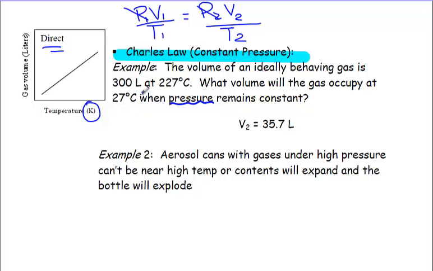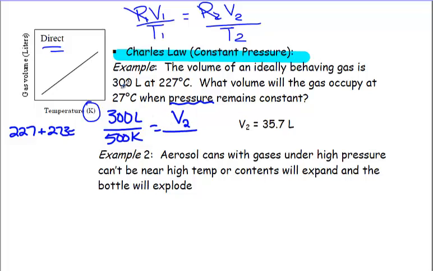Volume 1 is going to be 300 liters, over the first temperature. Now 227 needs to be converted to Kelvin, so we're going to add 273 and get 500 Kelvin. All right, now that's going to equal the new volume, which we're solving for, over the temperature, which is 27 degrees, convert that to Kelvin, and we get 300. So we're going to put 300 Kelvin over here.